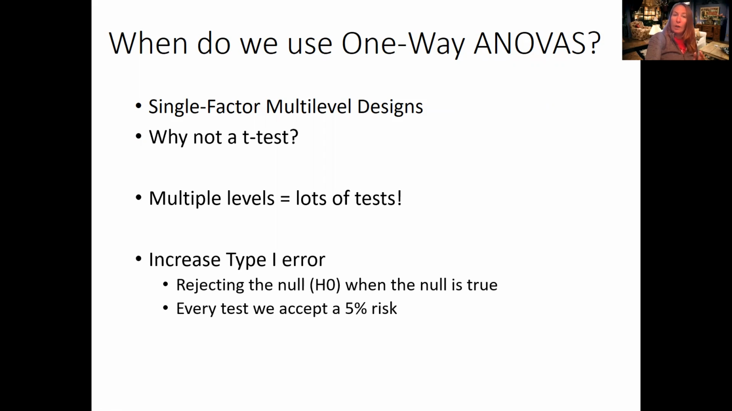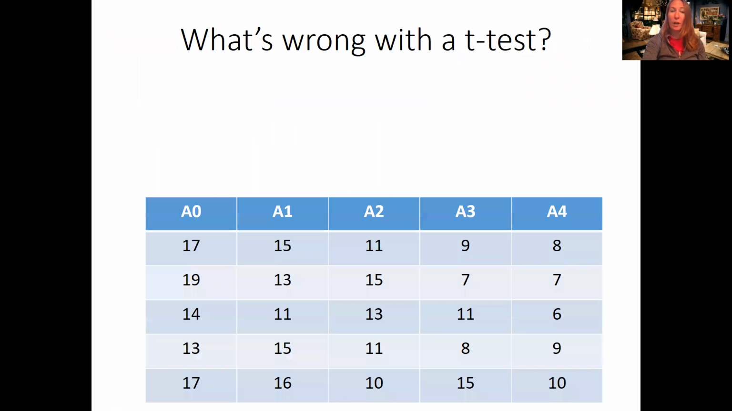So the reason why, when we have a multi-level design, we shouldn't do multiple t-tests is because of every test we do. Let's say we have three factors, and you're comparing this one to this one, and then this one to this one, and then this one to this one. That's 1, 2, 3 tests. Each one of those tests carries a 5% risk of a type 1 error. So what we end up doing is 5% plus 5% plus 5%. We end up actually taking a 15% risk that we're going to commit a type 1 error.